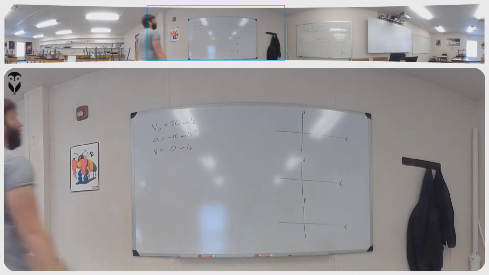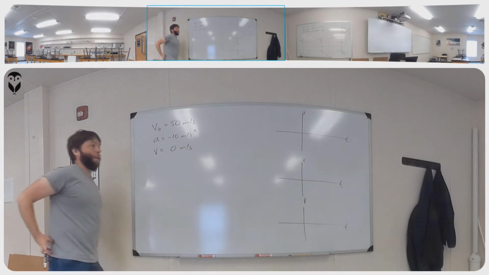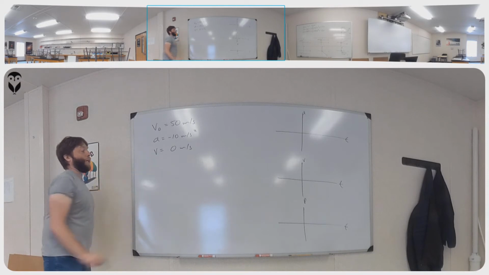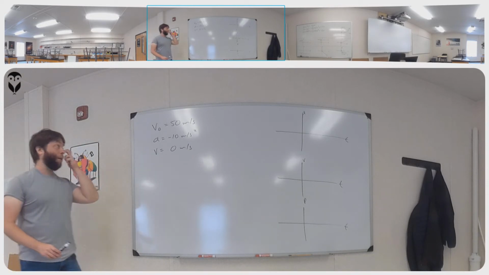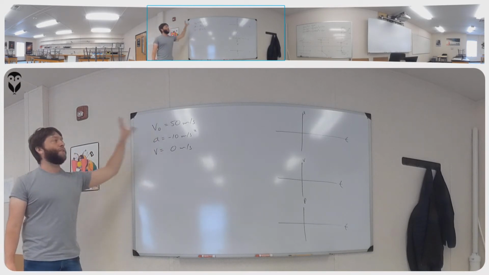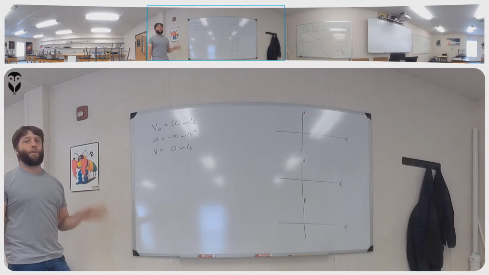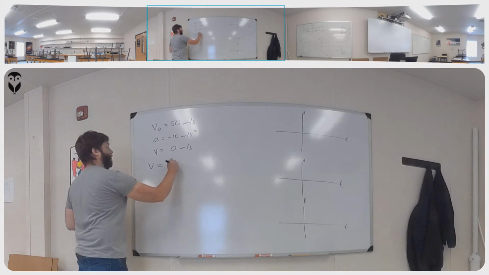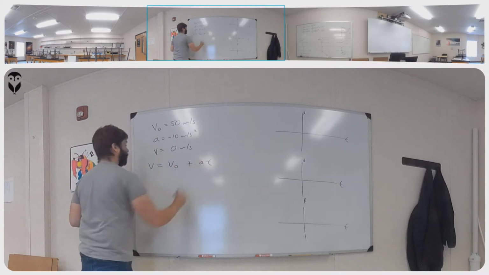We throw it up in the air. Gravity is always negative 10 meters per second squared as the object is in the air. The final velocity when we get up to maximum height is 0 meters per second. I'm going to use this information to get the time that it takes to get to the maximum height. So I'm going to do v is equal to v naught plus at.